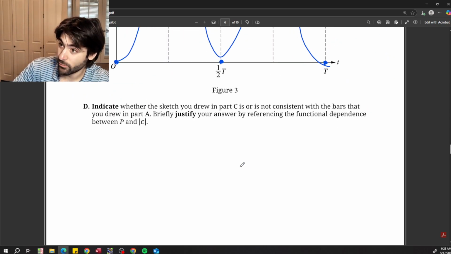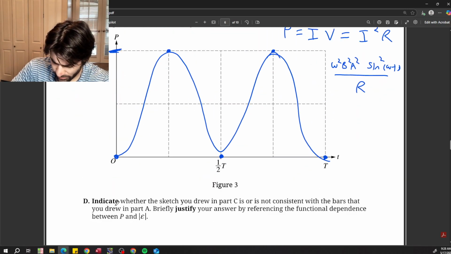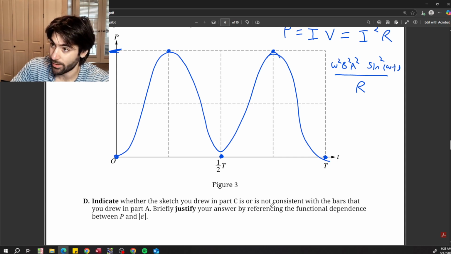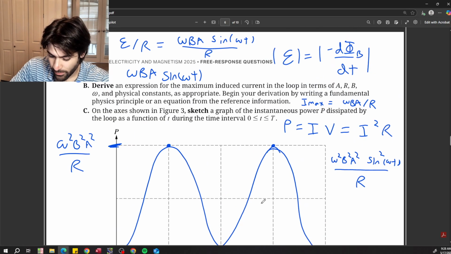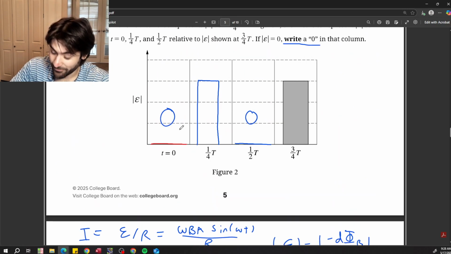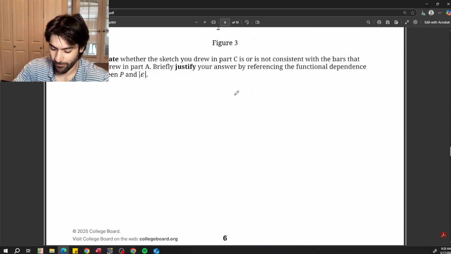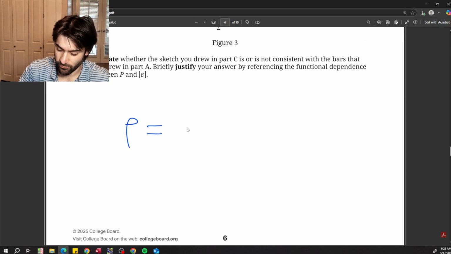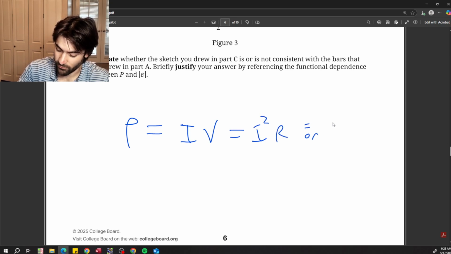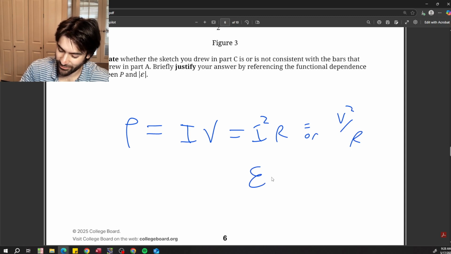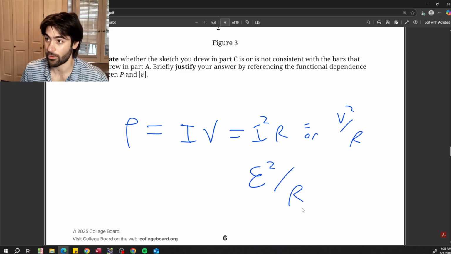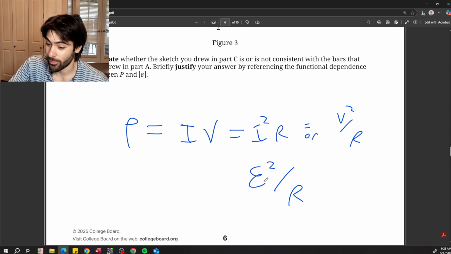Indicate whether the sketch you drew in part C is consistent with the bars you drew in part A. Briefly justify your answer by reflecting the functional dependence between the power and epsilon. So if you refer back to the chart, we said that there was 0 EMF. Well, how do we relate EMF to power? Well, as we said earlier, power is equal to IV, which can also be expressed as I squared R, or even equal to V squared over R. I like the idea of expressing it as V squared over R because R is a constant. The resistance is not changing. So we know for sure that if the EMF is 0, then the power is 0.